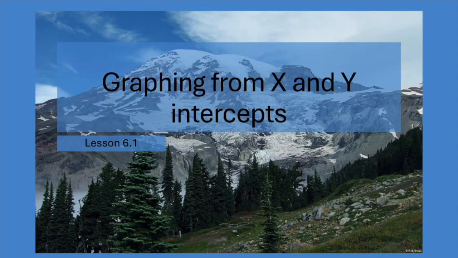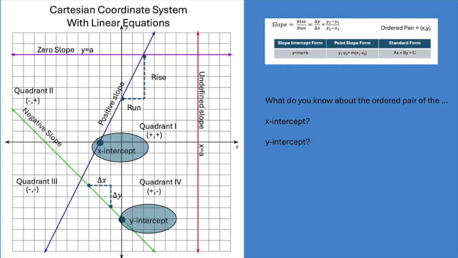All right, we got graphing from the x and y intercepts. You were writing all these for a while, and you wrote these because you got things in your head: your x-intercept and the y-intercept. Can you guys tell me what in the world is an x-intercept? Where it crosses the x-axis. It's where a line crosses the x-axis.